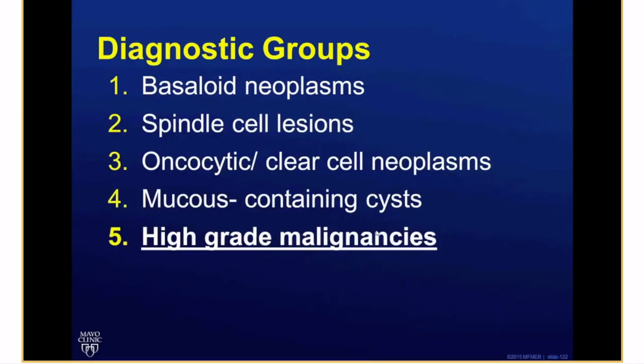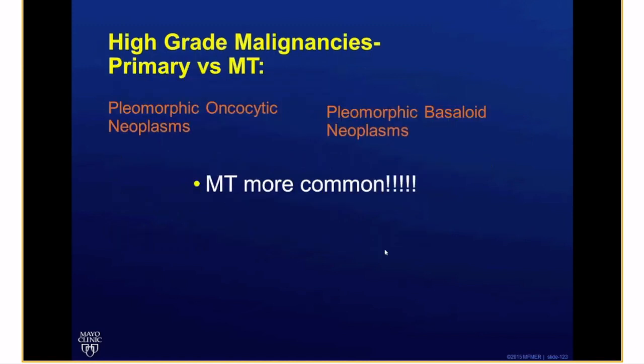So what could this be? We are now in the differential diagnosis of high-grade malignancies. In this group of high-grade malignancies, you can have primary and metastasis, but among this group, even inside the parotid, metastasis is more common than primary lesions.